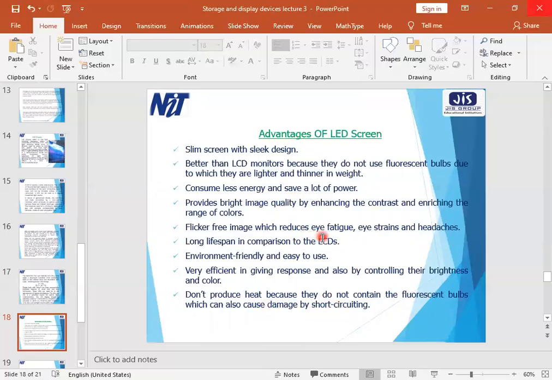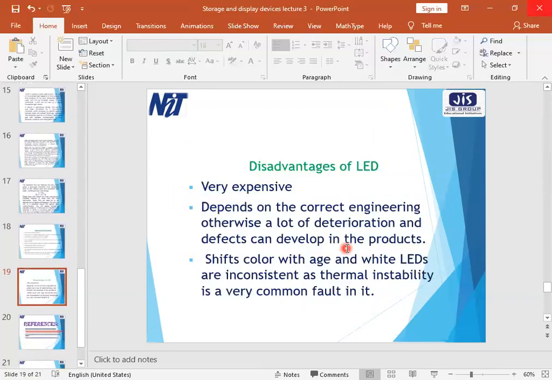So LEDs are very useful for us, and this is the recent technology. In the recent technology, we are using LED screens in computers, in mobile phones, costly mobile phones, in TVs. But there are some disadvantages also with the LEDs. These are very expensive, because of their very high cost.